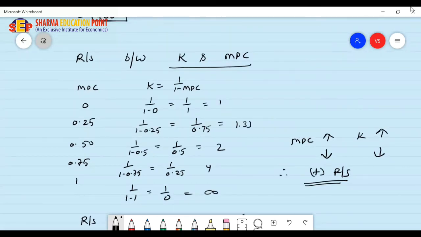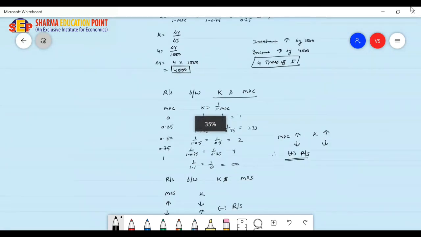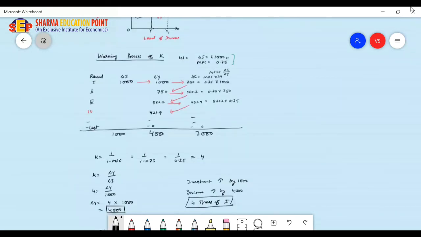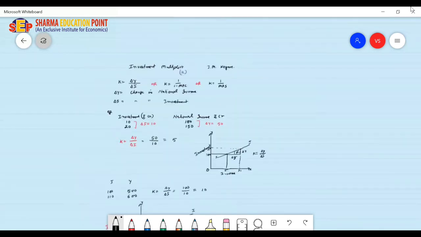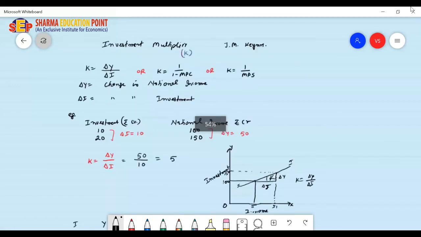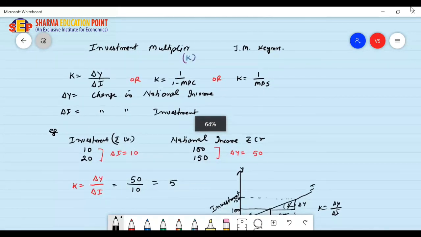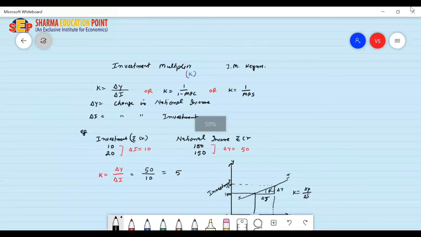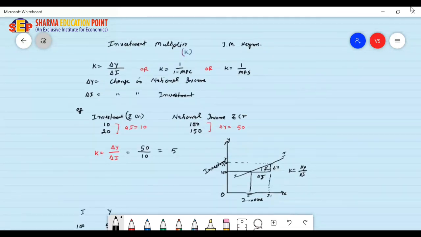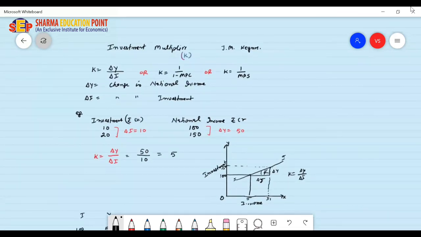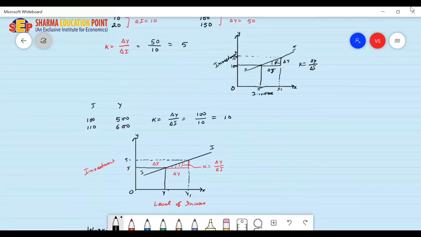So this is the overall concept of what the investment multiplier is. Look now, I am revising the entire concept again. You can take a screenshot of all of it also. First of all, take the screenshot of this portion. In this portion, I told you that a change in investment leads to a multiple change in income. Then I proved it with an example and diagram. I have taken another example to prove it properly.